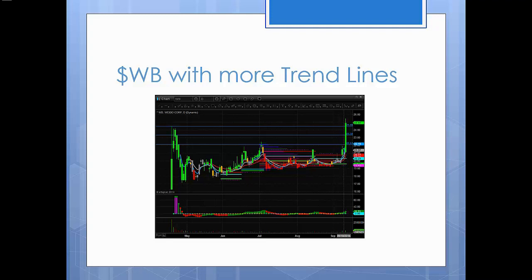So this is what I do every day when I pull a stock off our watch list, off our gapper scanner. I start marking out trend lines of nearby areas of resistance. If I was marking out this chart, I would probably throw in a trend line right here, and I'd probably throw in one right here as well. But these are the ones that are the most critical.